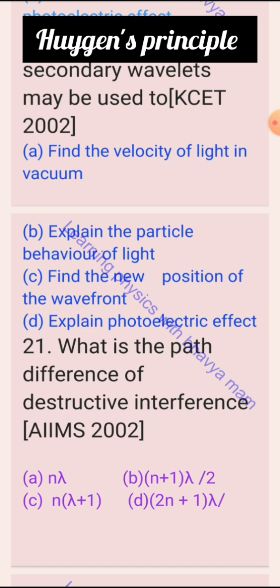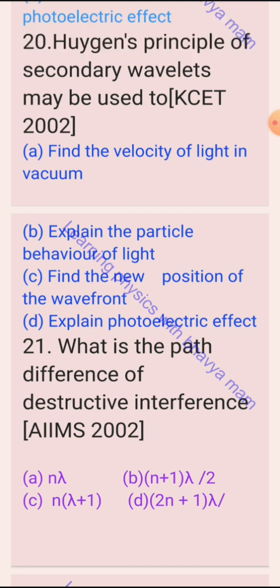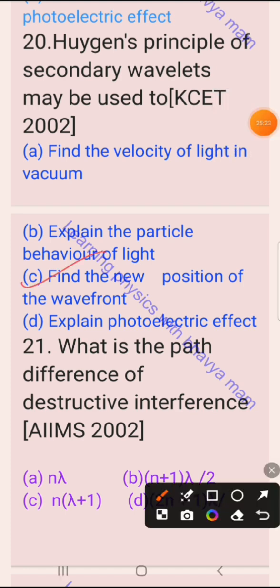It finds the velocity of light in vacuum? Is it used to explain the particle behavior of light? Is it used to find the new position of the wavefront? Is it to explain the photoelectric effect? If you know Huygens principle, then you will be knowing the answer. It is used to find the new position of wavefront. Third option, right? Okay. Next.